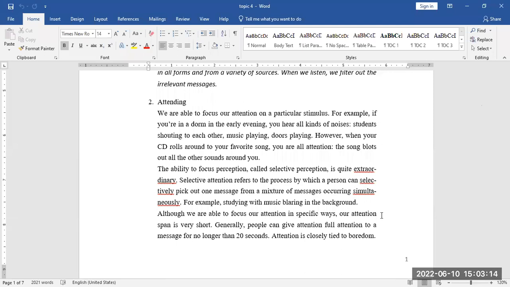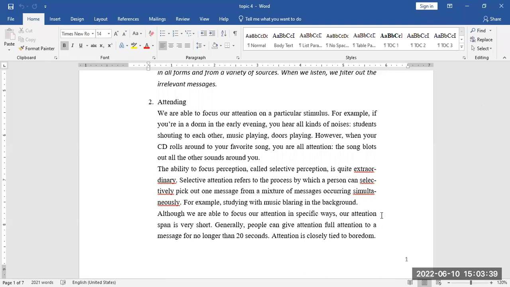There are others asking whether you have done the assignment or no. There is a lot of activities that are going on, including the song that is being played by your neighbor. And so you pay attention to that particular song. Paying attention to that particular song is what we call attending.